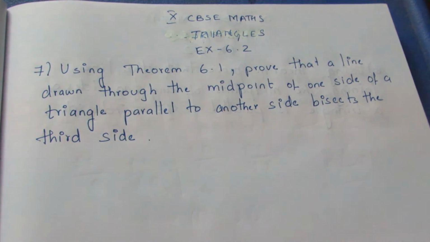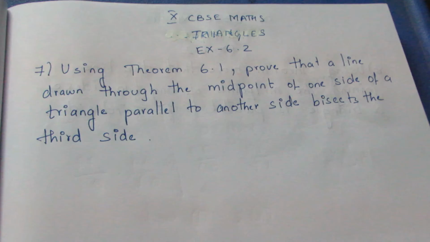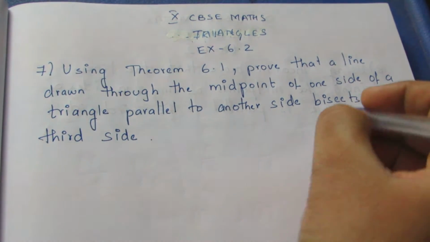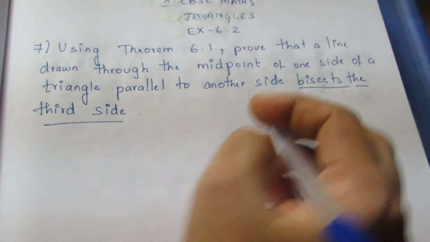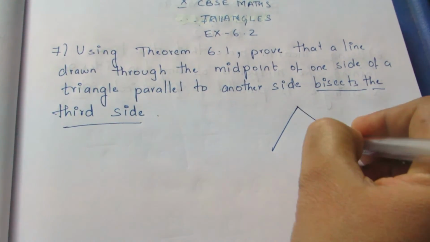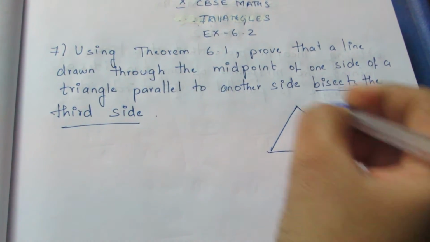Let's see the question. Using theorem 6.1, prove that a line drawn through the midpoint of one side of a triangle, parallel to another side, bisects the third side. Here, what we need to prove is that it bisects the third side. Let me draw the diagram and explain. Here I am taking a triangle ABC.